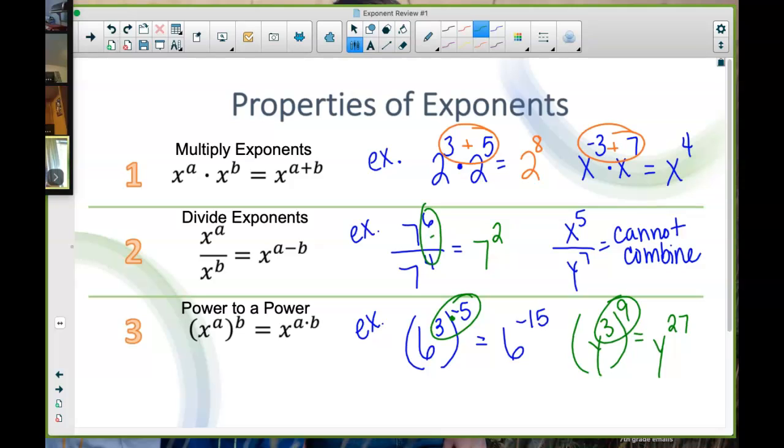Will we be able to use our calculators on the test? Yes, you will be able to use your calculator on the test, absolutely.